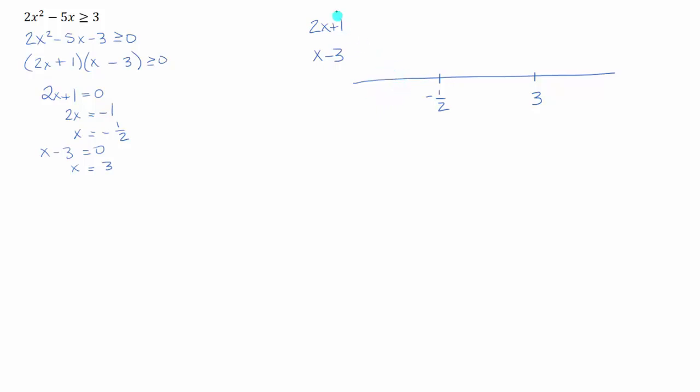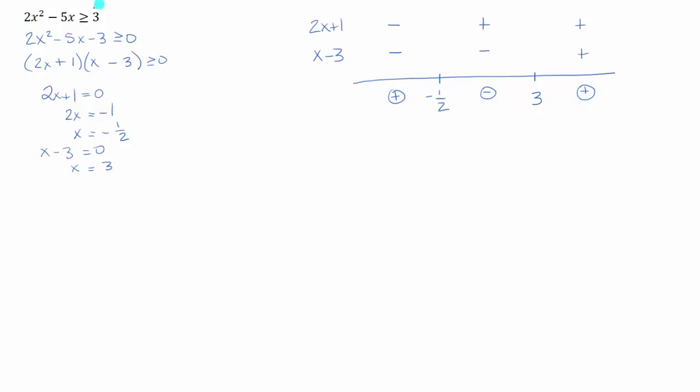Let's test a negative 1. Negative 1 times 2 is negative 2, plus 1 is negative. Negative 1 minus 3 is negative, and a negative times a negative is positive. Testing possibly a 0. 2 times 0, 0 plus 1 is positive. 0 minus 3 is negative, and a positive times a negative is negative. Testing a 4. 2 times 4 is 8 plus 1 is positive. 4 minus 3 is positive, and a positive times a positive is positive.